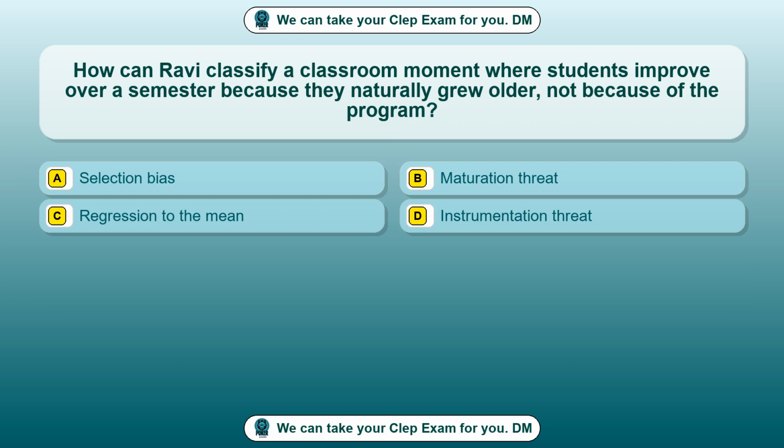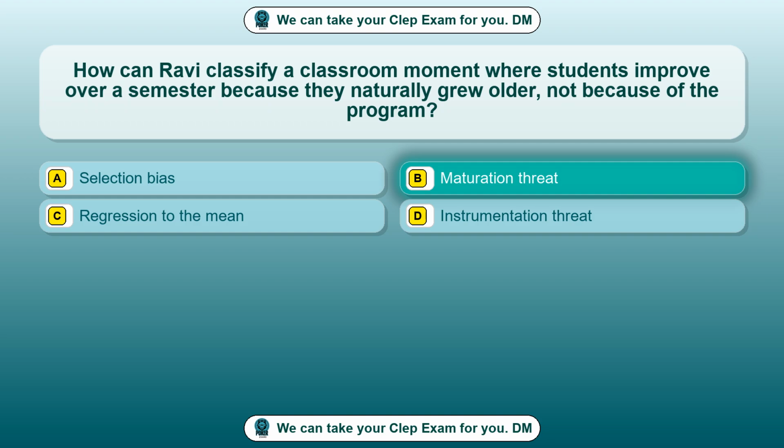Question 97. How can Ravi classify a classroom moment where students improve over a semester because they naturally grew older, not because of the program? Option A, selection bias. Option B, maturation threat. Option C, regression to the mean. Option D, instrumentation threat. The correct answer is option B.